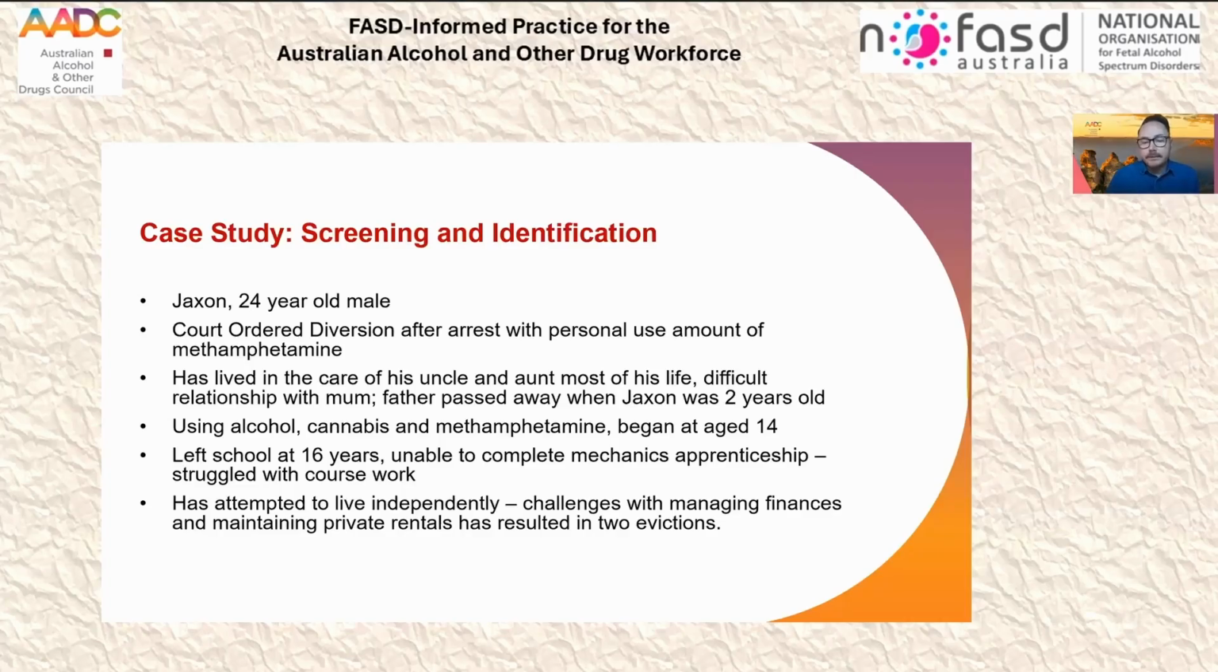Jackson has also attempted to live independently. However, he's been evicted from 2 different properties as he has difficulty managing money and often falls behind on rental payments, and he also struggles to keep the properties to a level of cleanliness deemed acceptable by his real estate agents. And after each eviction, he's returned to live with his uncle and aunt.